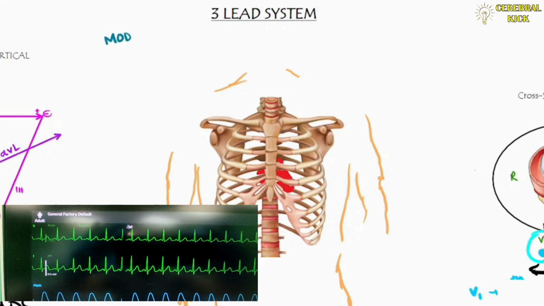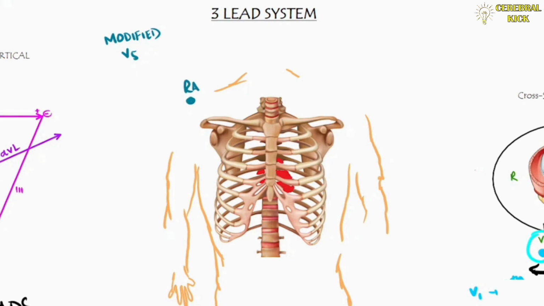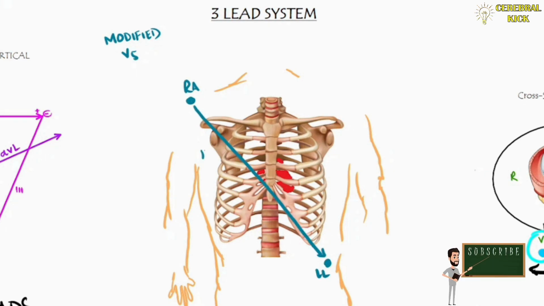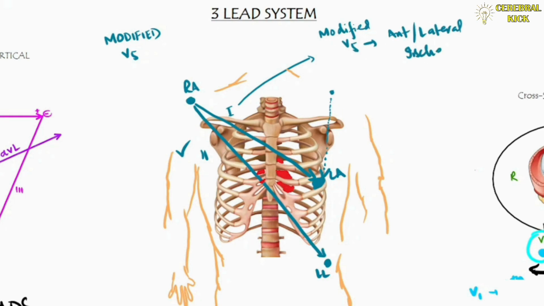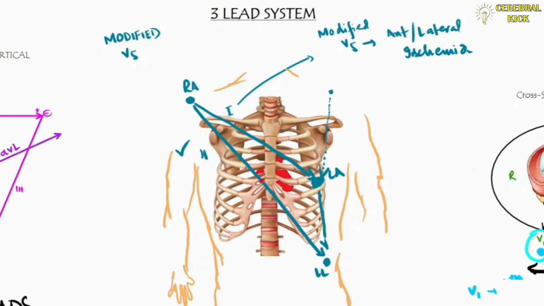Another orientation through 3 leads is modified V5. In this, the left arm electrode is placed at V5 position of the chest lead. This way, you can easily monitor lead 2 and set the cardiac monitor at lead 1. The lead 1 would become modified V5 basically, and this would help in detection of the anterolateral ischemias.